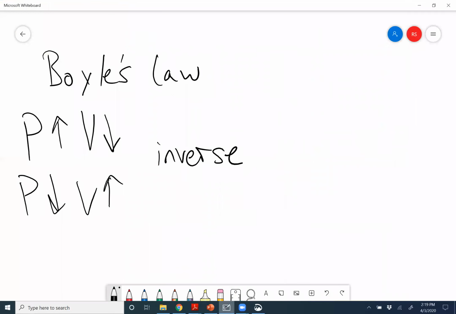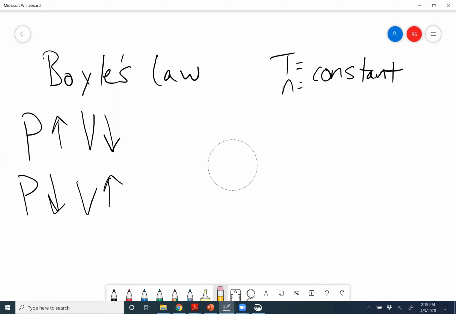so profound, is that he was able to show that no matter the gas and no matter the situation, if temperature and amount of gas were constant, then the pressure and volume would be inversely proportional, or what's called indirectly proportional, meaning one goes up, the other one goes down. So another way to say this instead of inverse is indirect. Either way you understand it is fine.